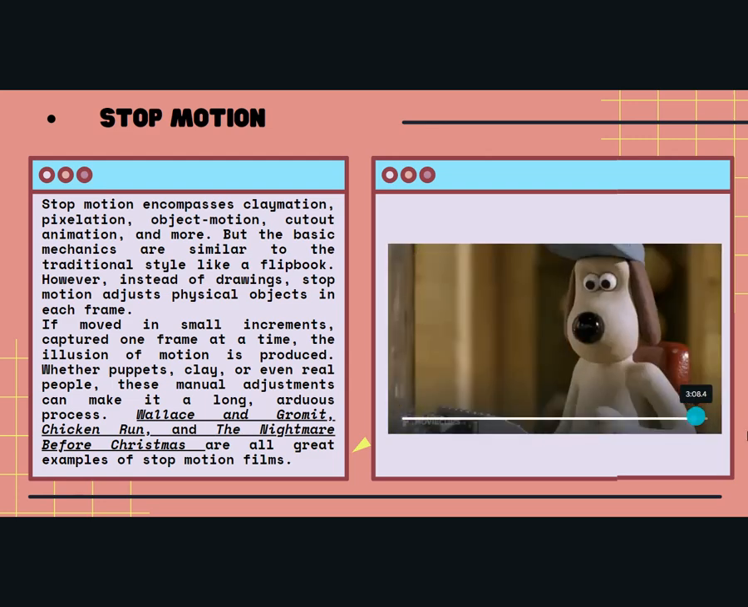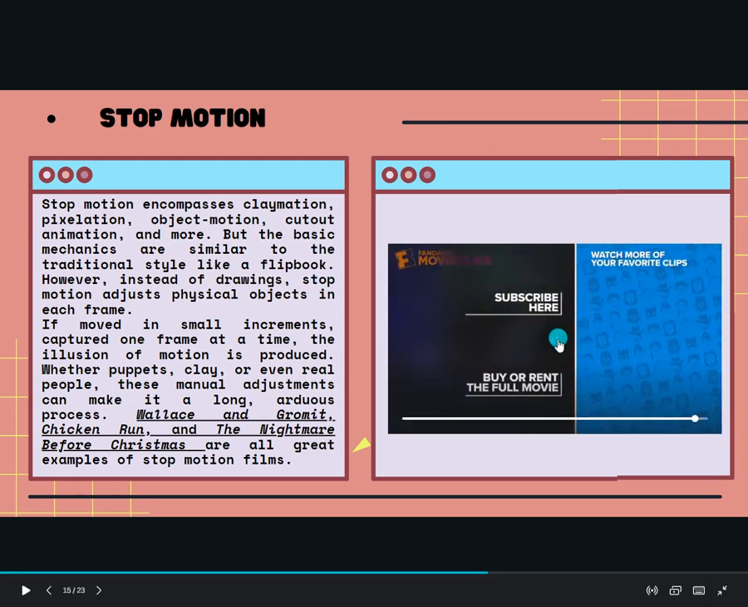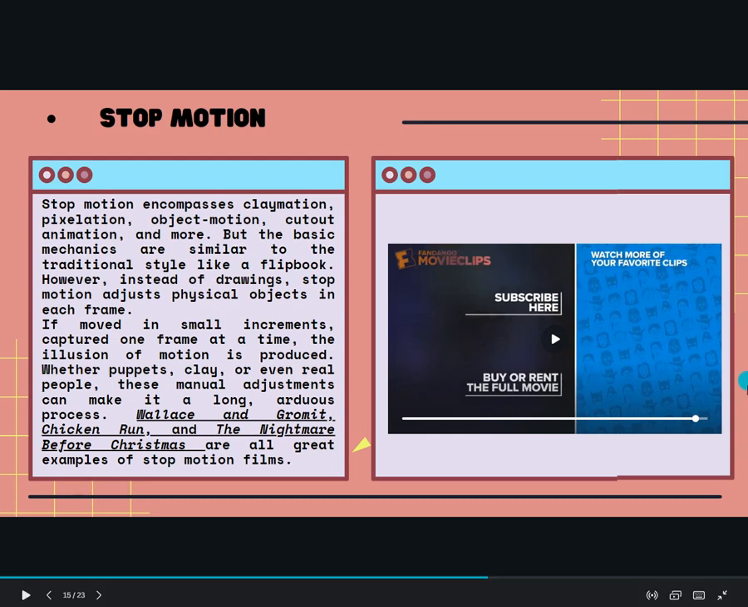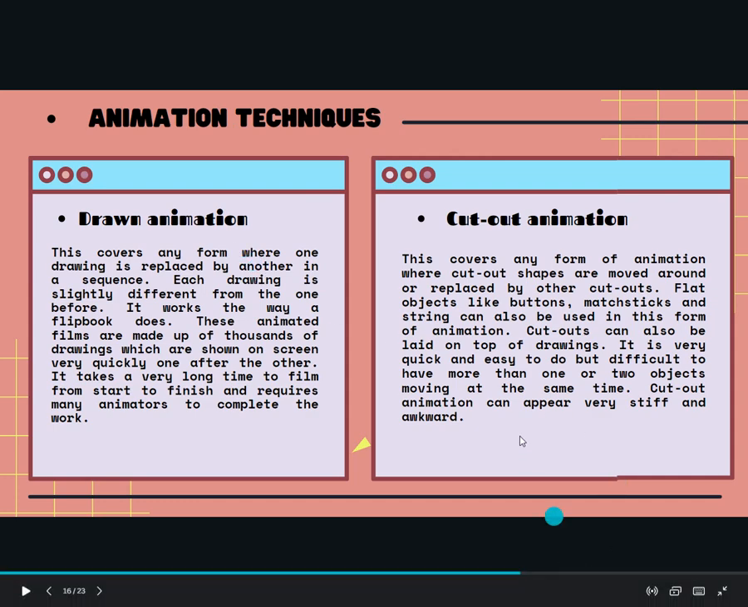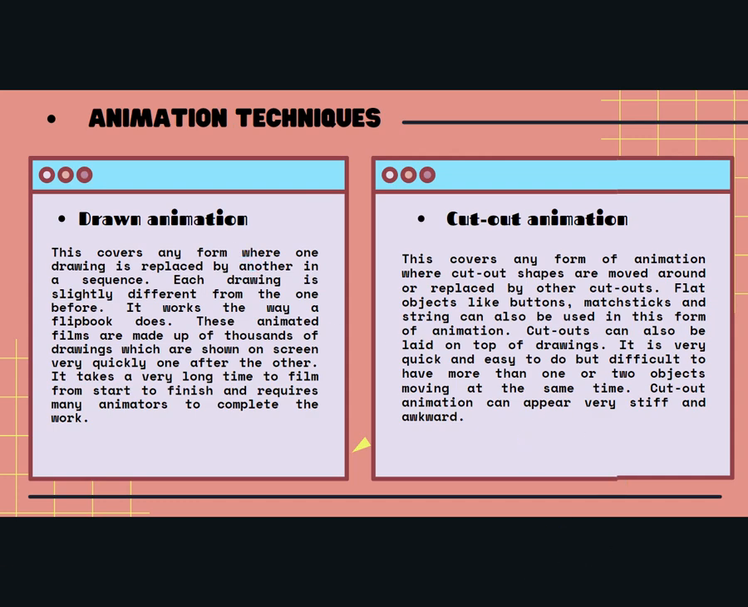So we are now done with the types of animation. Let's proceed to the animation techniques. First, we have drawn animation. This covers any form where one drawing is replaced by another in a sequence. Each drawing is slightly different from the one before. It works the way a film flipbook does.